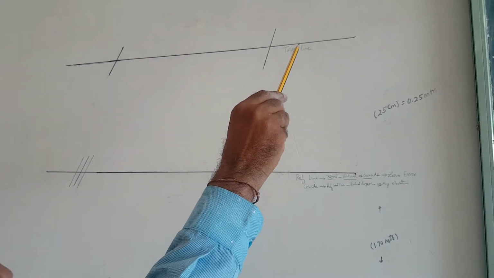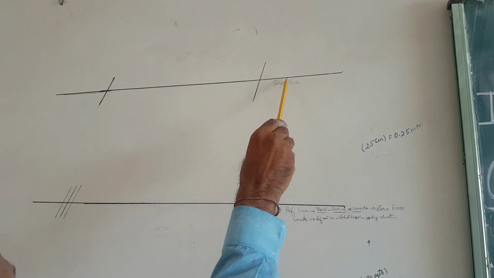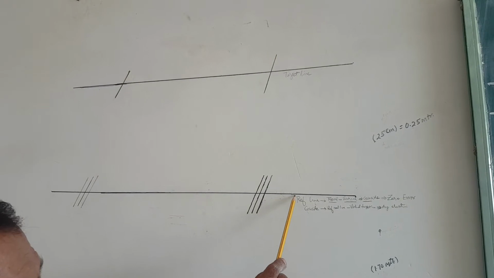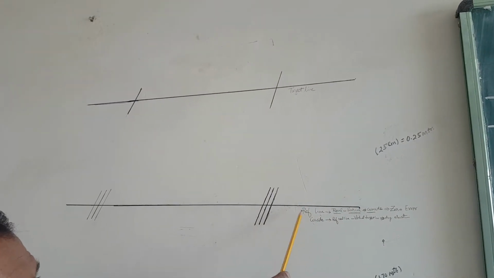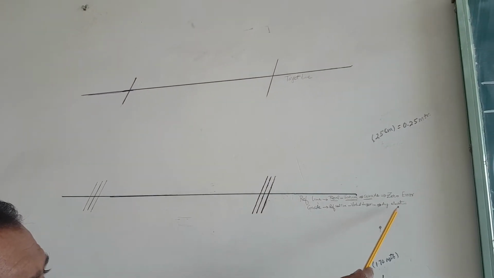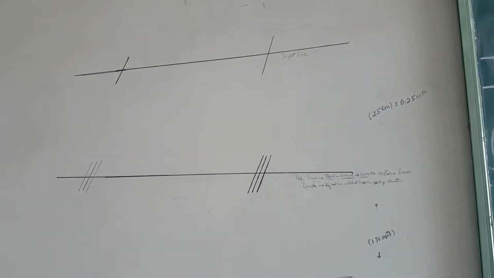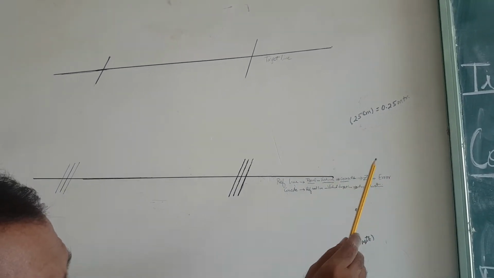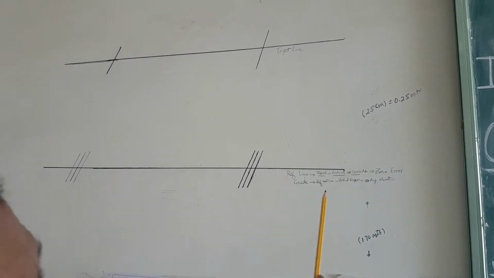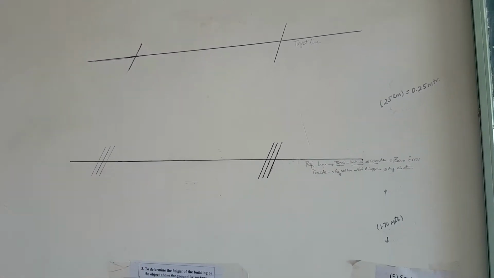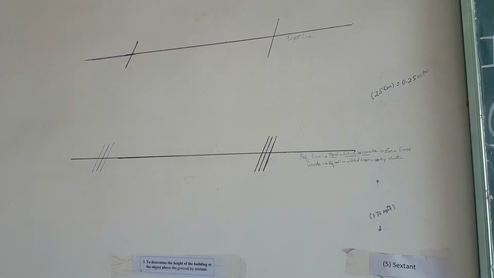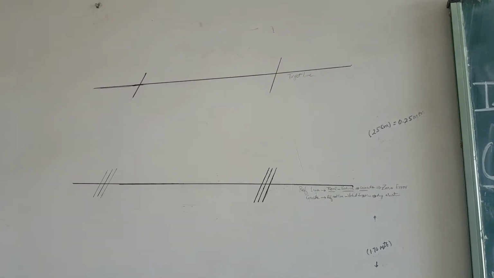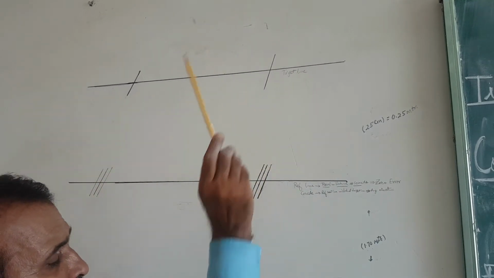When the target line virtual image coincides with the real reference line image, then the reading will be the angular elevation reading. And when the zero error reading is subtracted from the angular elevation reading, it gives the angle of elevation, which is put in the formula, and we will get the vertical distance from the reference line to the target line.